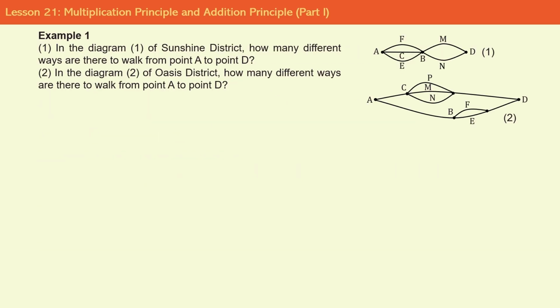Example 1. In the diagram 1 of Sunshine District, how many different ways are there to walk from point A to point D? In the diagram 2 of Oasis District, how many different ways are there to walk from point A to point D?